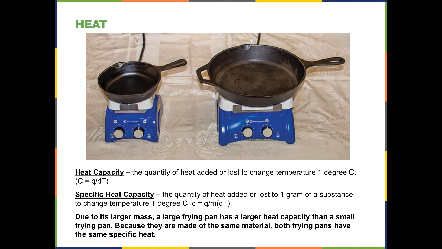Due to its larger mass, the frying pan on the right has a larger total heat capacity, so this is analogous to thermal energy, than the smaller frying pan. Because they're made of the same substance, both frying pans have the same specific heat capacity, and in which case they would potentially both have, say, the same temperature, but have different thermal energies because they're different sizes. So those two concepts are somewhat analogous.